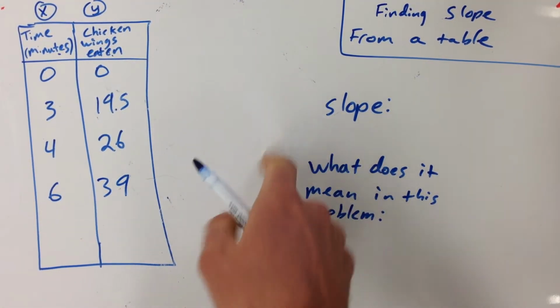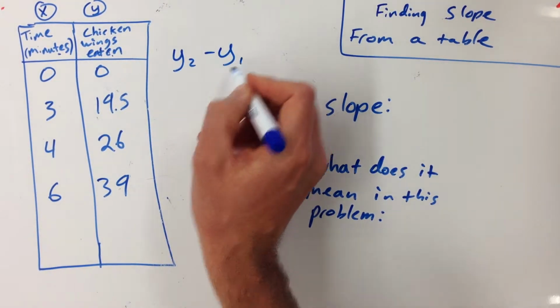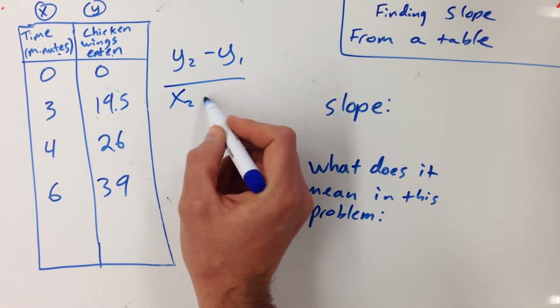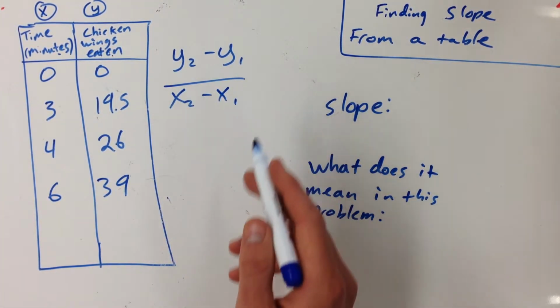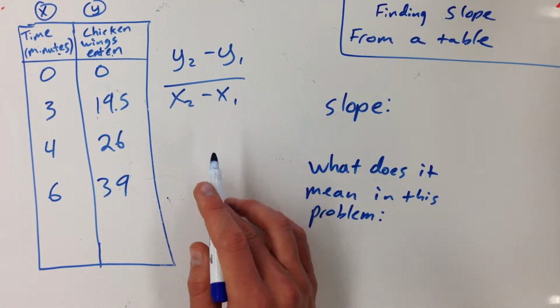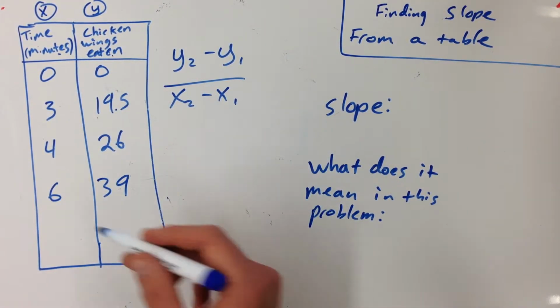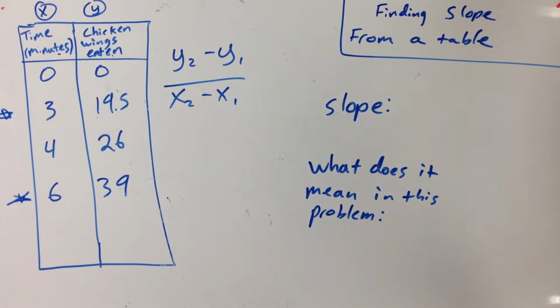Just like in our other equations, our slope is our change in y's over our change in x's. Now, don't be freaked out by the y2 and y1. Remember, that is just trying to keep us organized, right? So I need to pick 2 points from this table. I'm just going to pick this bottom one and this top one. It doesn't matter which points I pick.